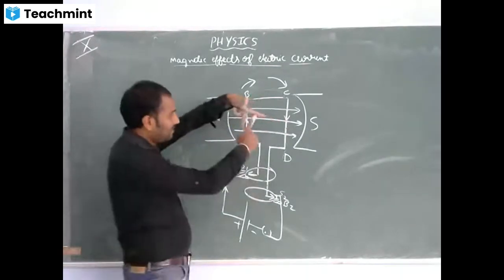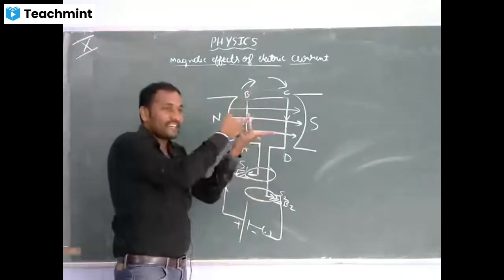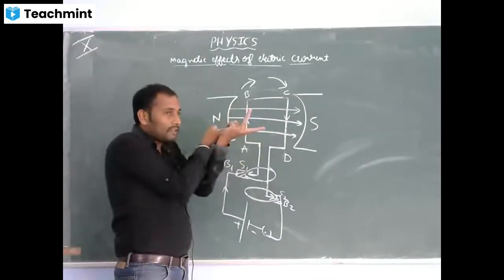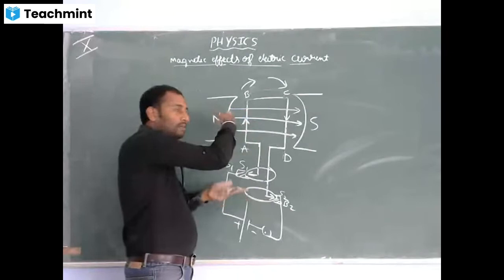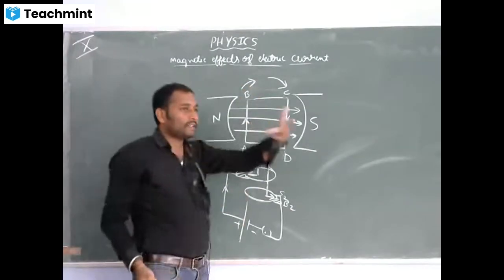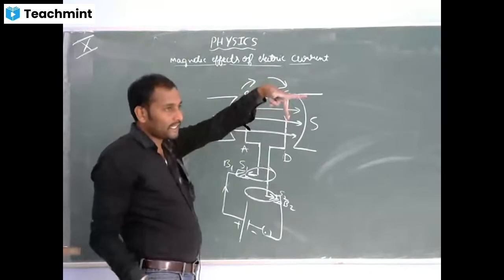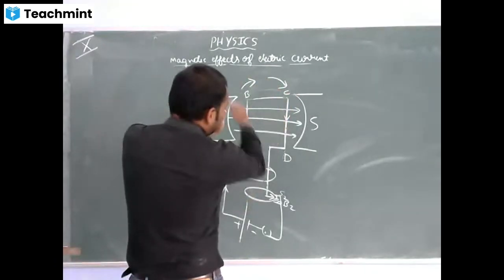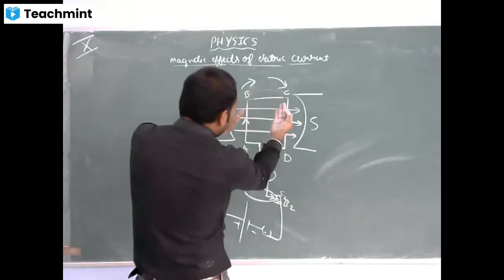Sorry, this is the current. So current is going up, magnetic field is towards this, and AB will move towards the board. So I have written towards board, and here CD, current is down, magnetic field is this side, CD will move up. So first off, the armature will rotate like this.